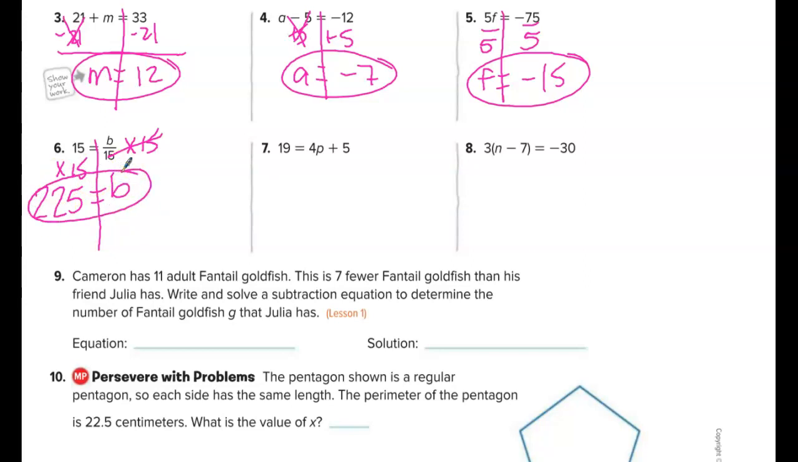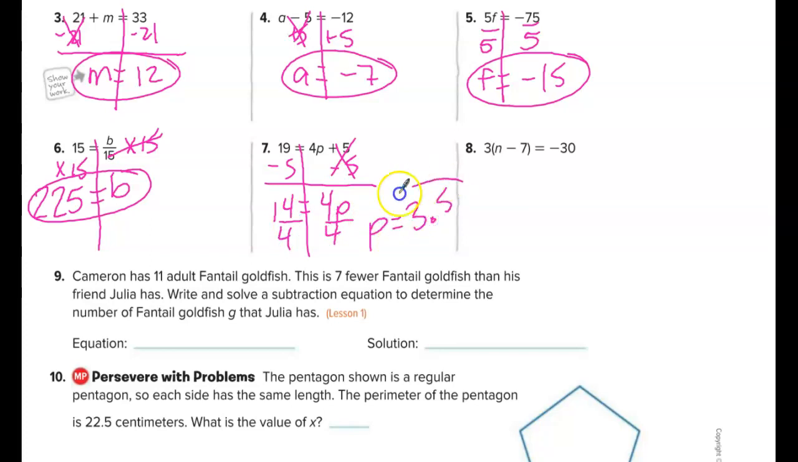Okay. Joe, what's the first thing you would do on number 7? Subtract 5, subtract 5. So you get what over here, Joe? Equals what? Good. This made my 0 pair. And my last step, Tessa? Divide by 4. So what did you get p to equal? 3.5. Thumbs up if you got 3.5.